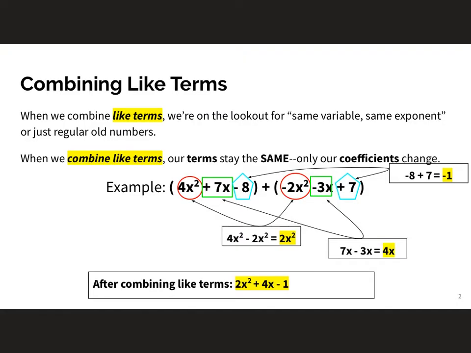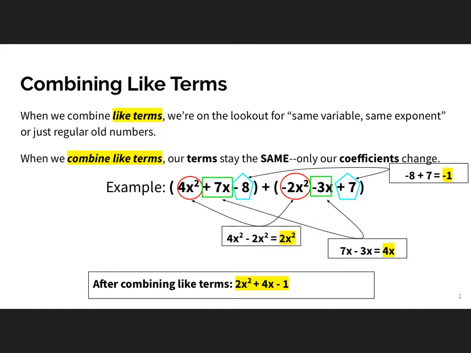So whenever we were multiplying using FOIL or the box method, which we're going to go over in a little bit, right? We covered this idea of combining like terms. And when we combine like terms, we're on the lookout for the same variable raised to the same exponent, or just regular old numbers, right?